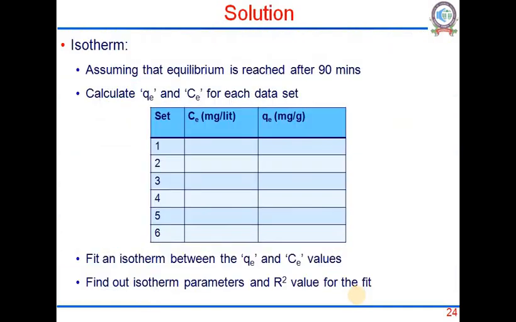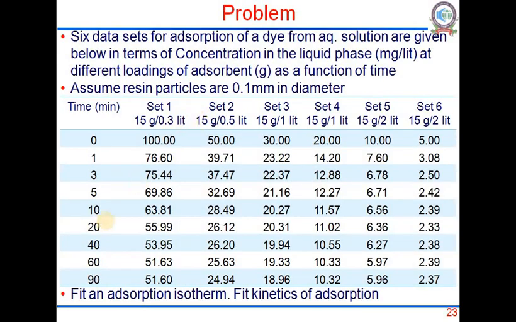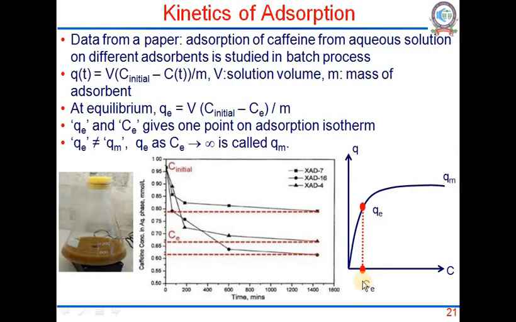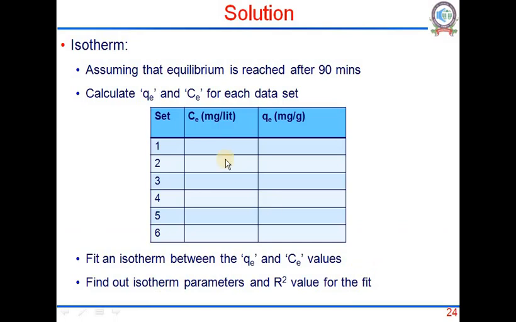If you want to plot the isotherm, let's assume that equilibrium is reached after 90 minutes. That means this data point is at equilibrium. So for this particular set, 51.6 is the concentration in the solution at equilibrium. For set 2, 24.94 is the concentration in the solution at equilibrium, and so on and so forth. So these are going to give us the CE values. Okay, so you can put them here.